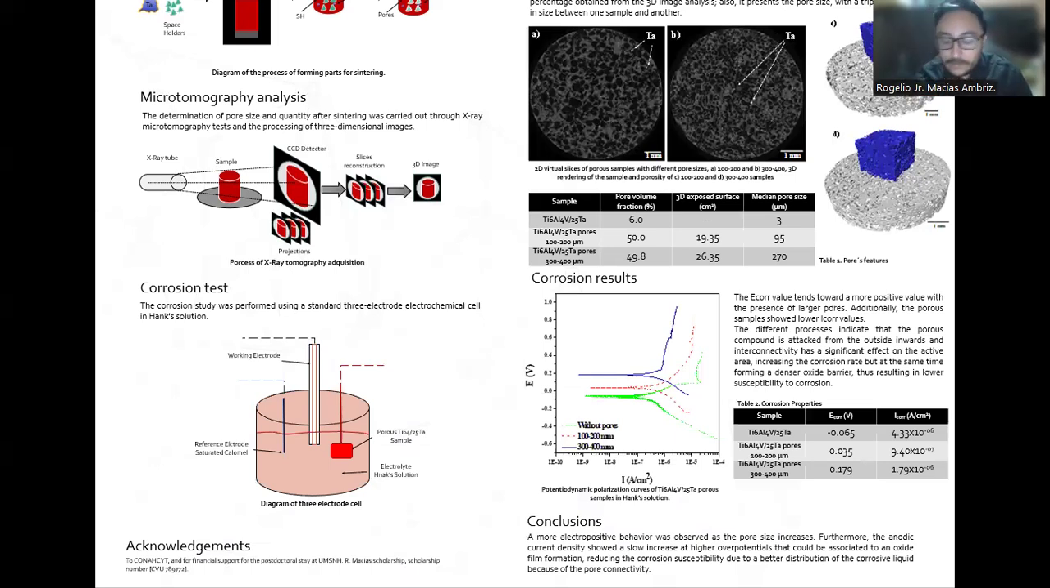The corrosion tests were carried out in a standard 3-electrode cell with reference to a calomel saturated electrode, and the electrolyte was Hank's solution at room temperature. The solution is a fluid that simulates body fluids.